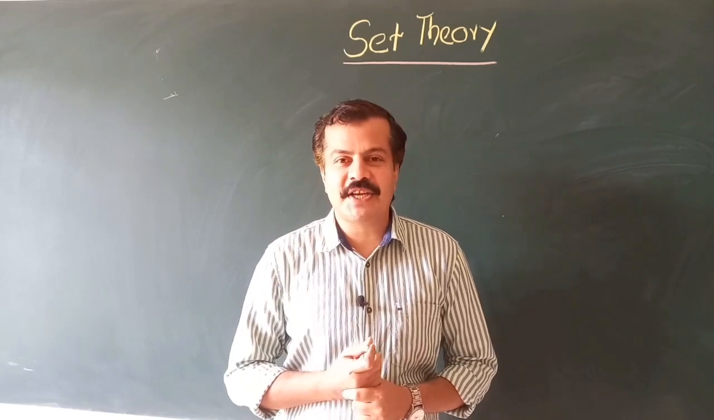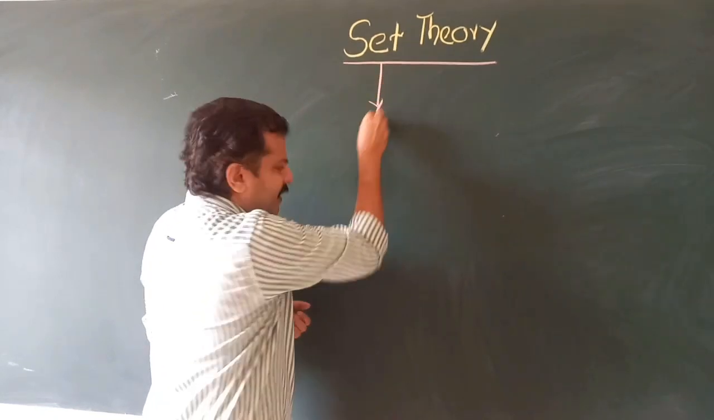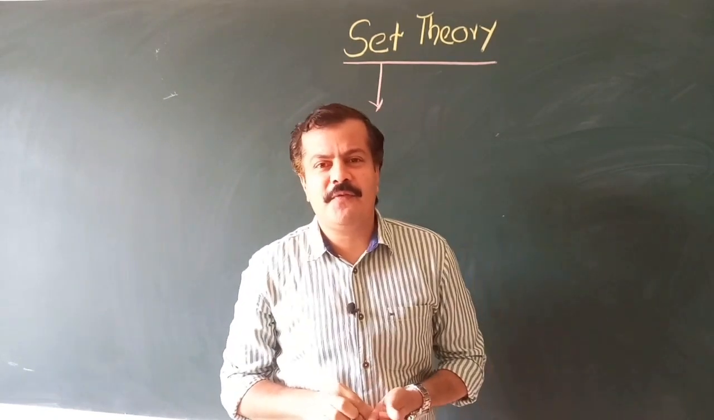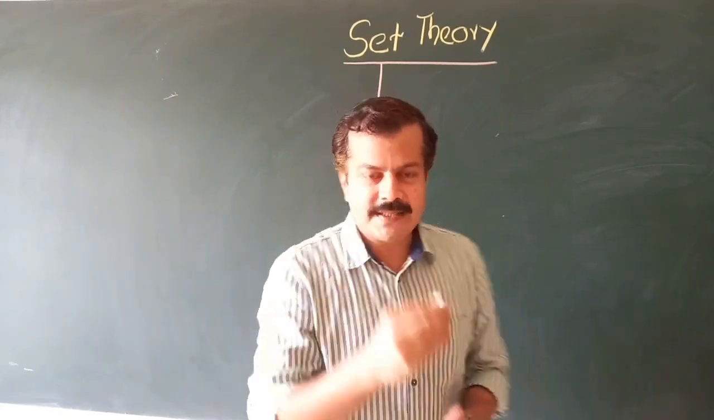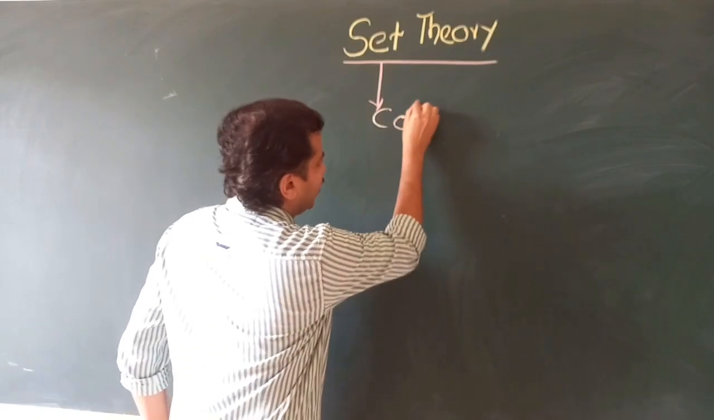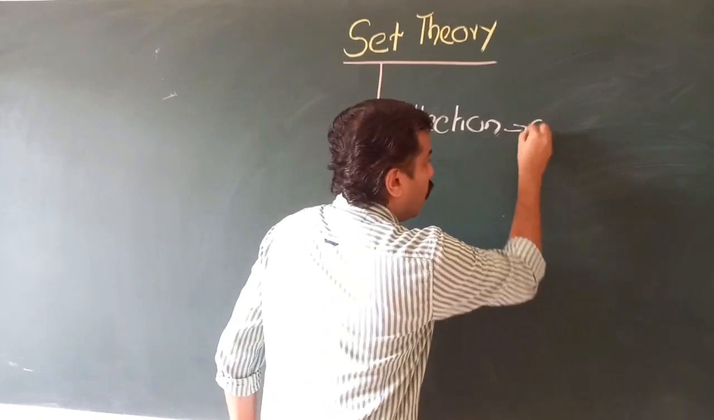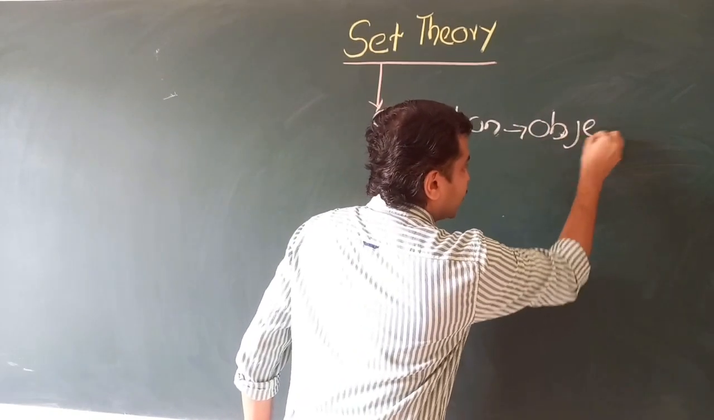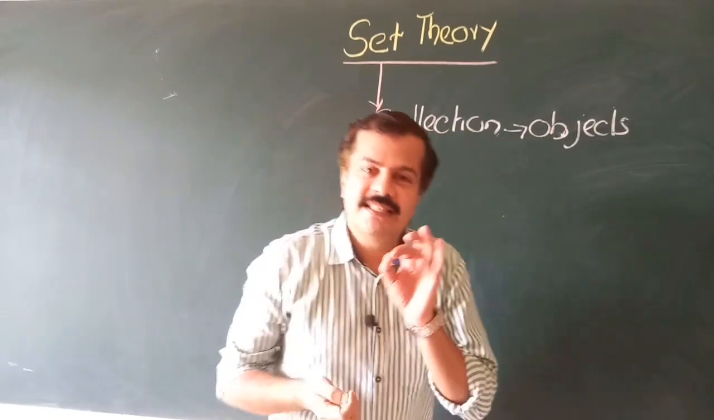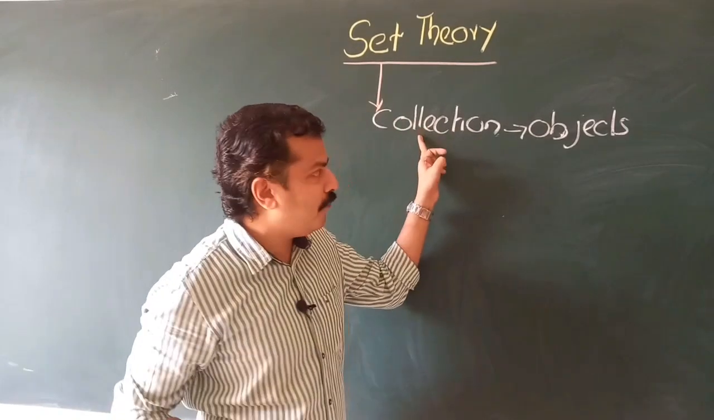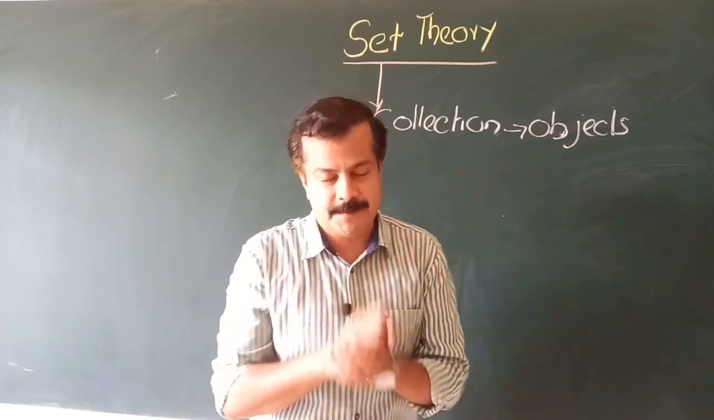Let us start our discussion with the meaning of set. What is a set? Essentially, a set means a collection of definite and well distinguished objects. Set is nothing but a collection. Collection of what? Collection of objects. These objects can be anything. So by definition, a set means a collection of definite and well distinguished objects.